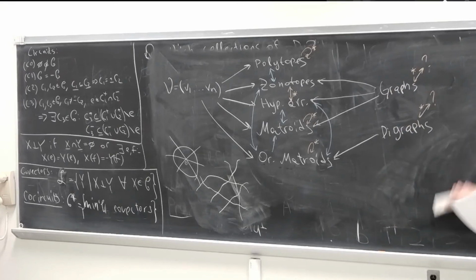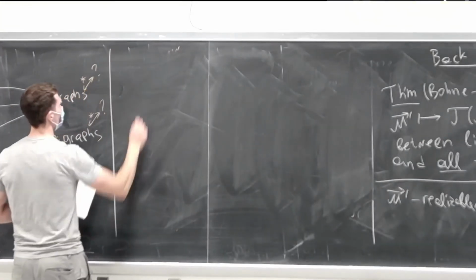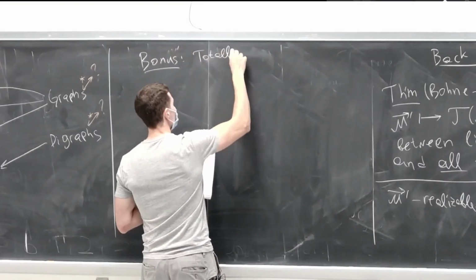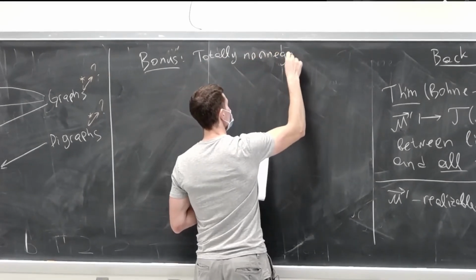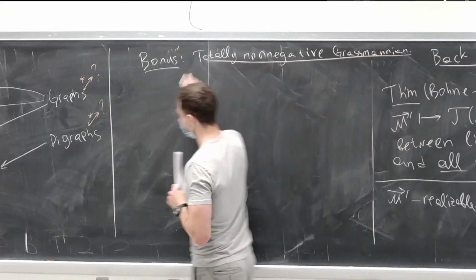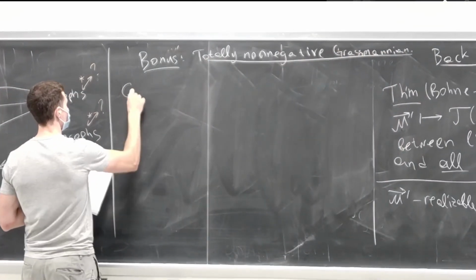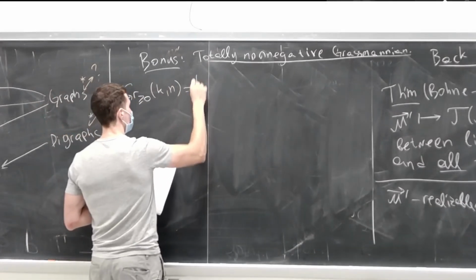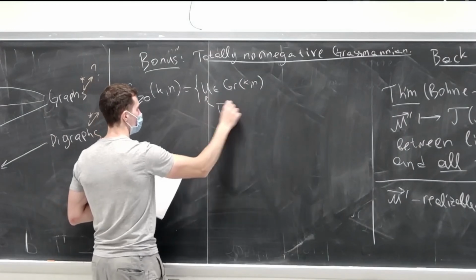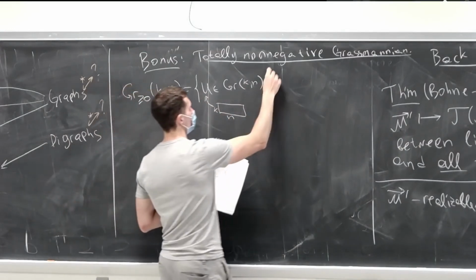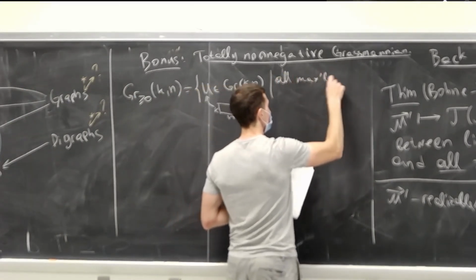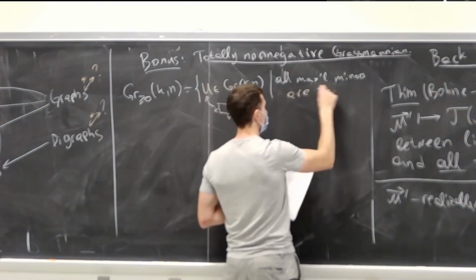So here is a positive bonus: the totally non-negative Grassmannian, which is defined as follows. You take all elements in the Grassmannian, which is the row span of a k by n matrix. The condition to belong to the totally non-negative Grassmannian is that all maximal minors are non-negative.